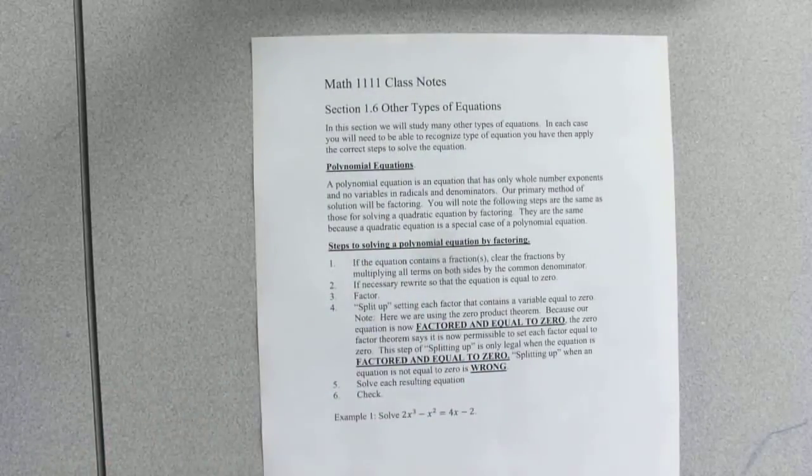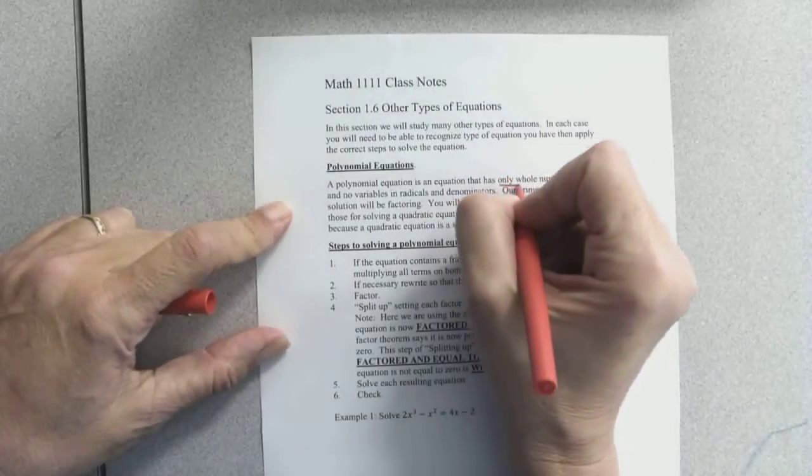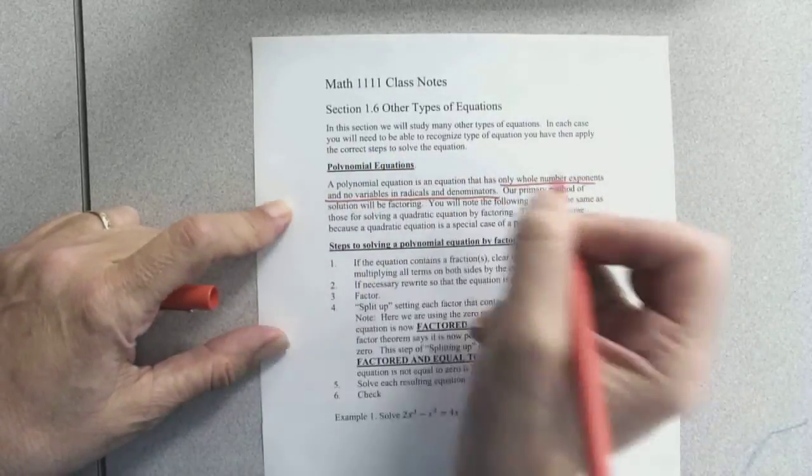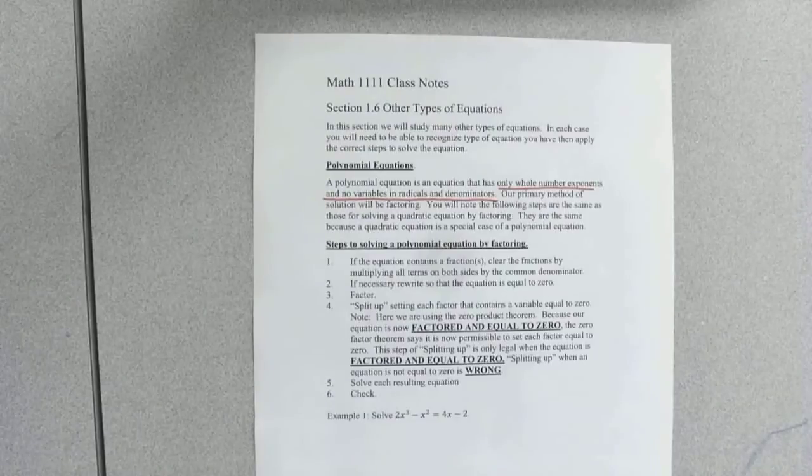A polynomial equation is an equation that has only whole number exponents and no variables in radicals or denominators. So there's how you're going to recognize it. Only whole number exponents, no variables in radicals or denominators. And remember, whole numbers are 0, 1, 2, 3, 4, and so on.